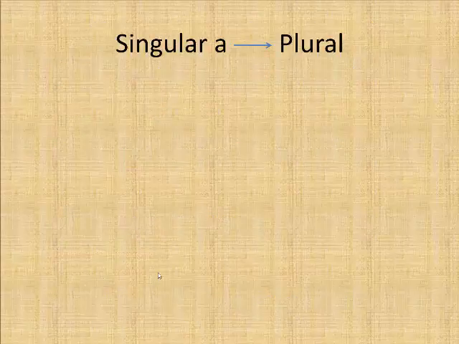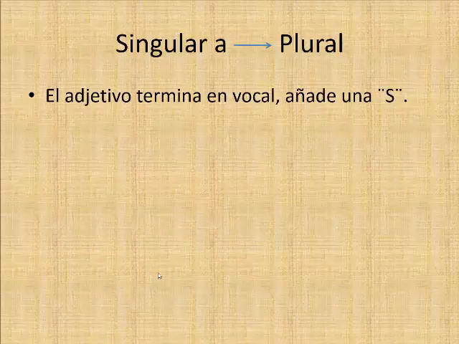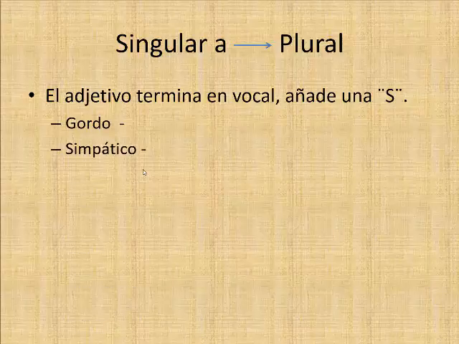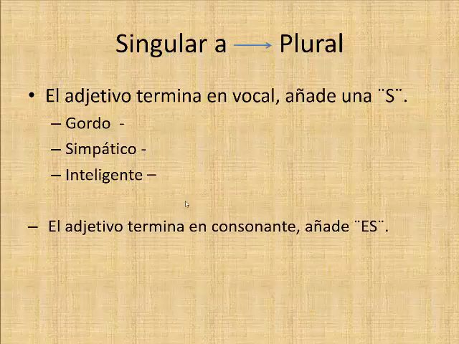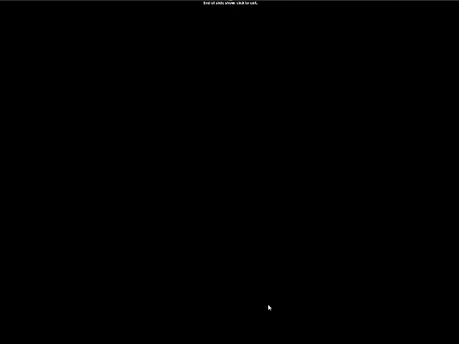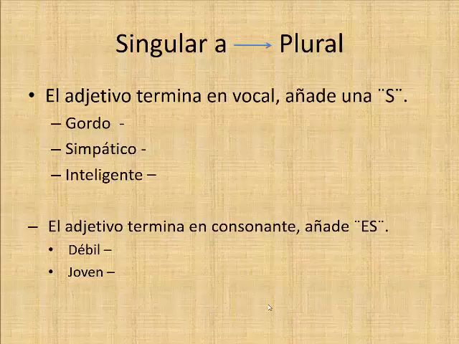And let's go from singular to plural with adjectives. It's exactly the same as nouns. If the adjective ends in a vowel, you add an S. Gordo, simpático, inteligente would be gordos, simpáticos, or inteligentes. You can write those in. And then if the adjective ends in a consonant, you add ES, just like nouns. So débil would become débiles. Joven would become jóvenes, and that's all we've got here.